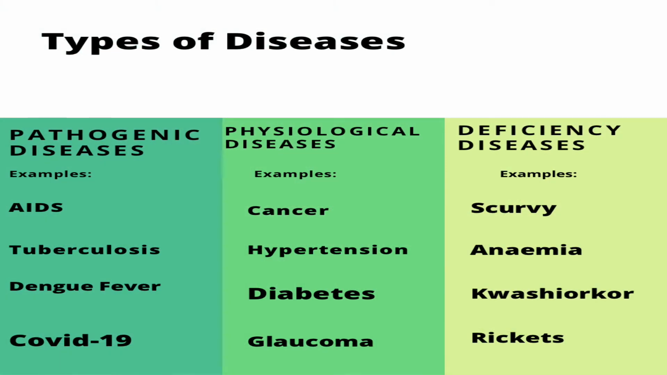Examples of pathogenic diseases include AIDS, tuberculosis, dengue fever and COVID-19. Examples of physiological diseases include cancer, hypertension, diabetes and glaucoma. Examples of deficiency diseases include scurvy, anemia, kwashiorkor and rickets.